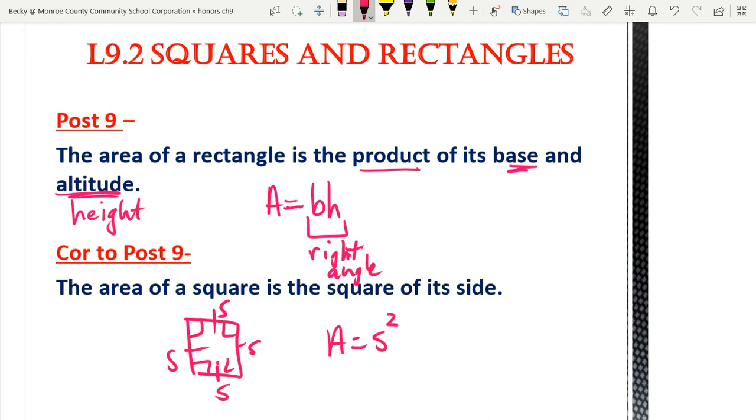Okay. Now, the corollary says if it's a square, you just take the side and you square it. And again, we did this the other day. We know technically you could do base times height because a base and height are the same thing as the two sides, but since the sides are the same, you can just square it. All right, so we can go through these pretty fast today. So if you need to pause it and write anything down, you can.